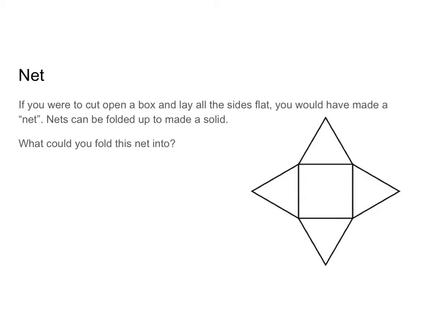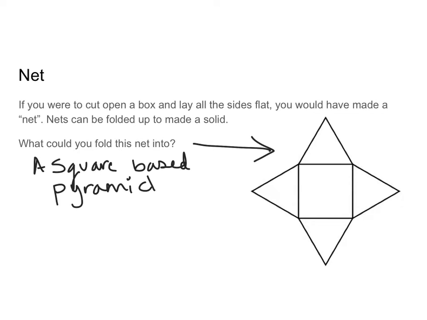So I've got a picture of a net to the right. What could you fold that net into? What shape do you see? Did you say a pyramid? So you can maybe see how if these sides folded up here, so that all the sides were folded up, and then all these points at the top would meet with each other to make the peak of the pyramid.